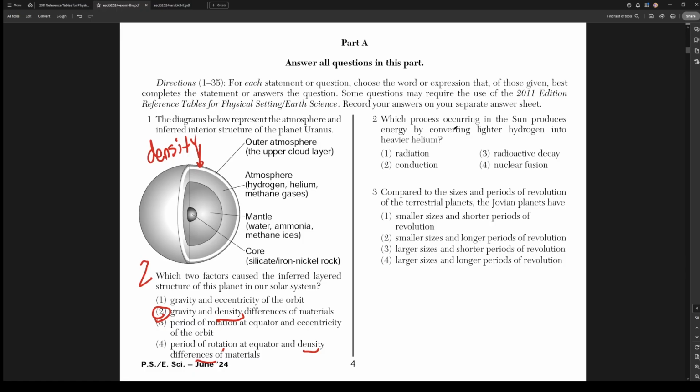Okay, number 2, which process occurring in the sun? Alright, I automatically know it's nuclear fusion because that's the only process in the sun that's in the curriculum, so it's 4.